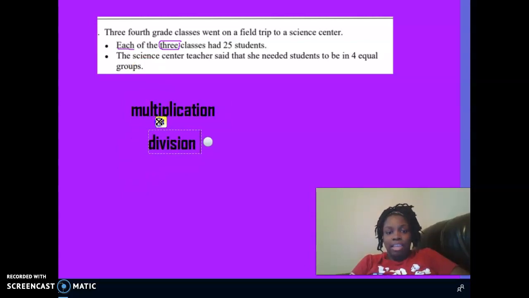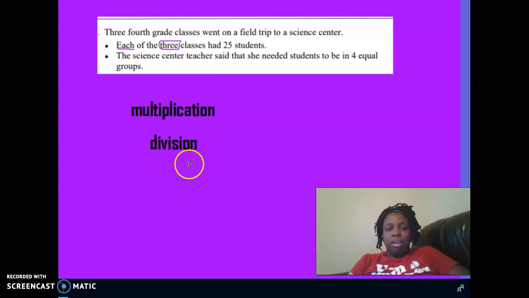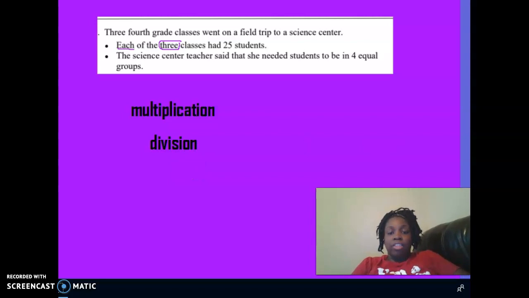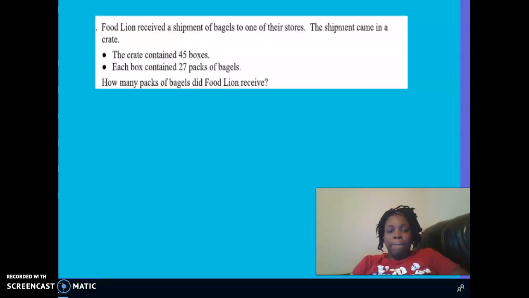So I snuck in a 2-step word problem there. So you may see multi-step word problems sometimes. This is multiplication, and then you know, oh, I need to divide. All right, so now let's do this one.